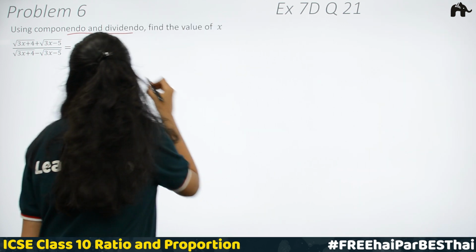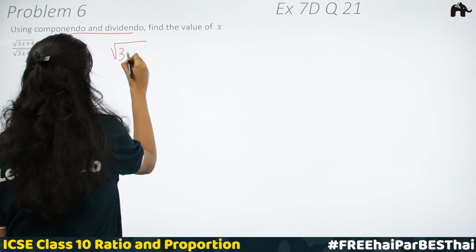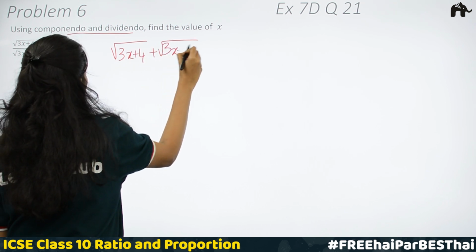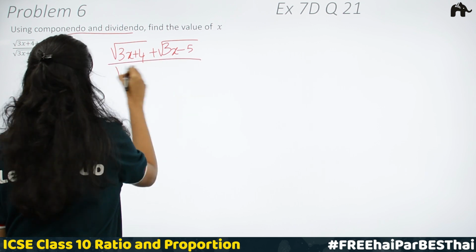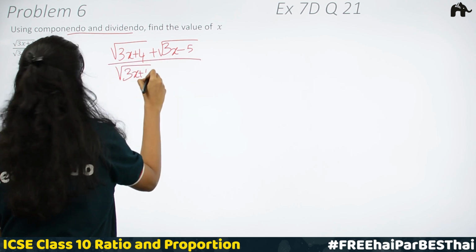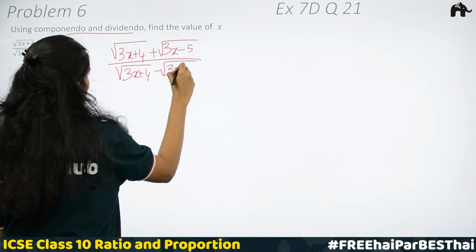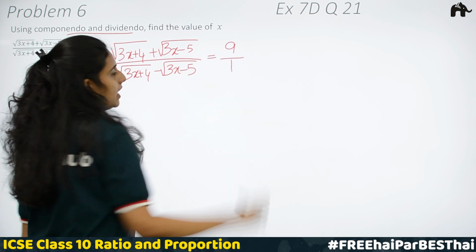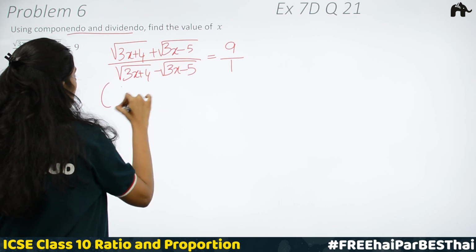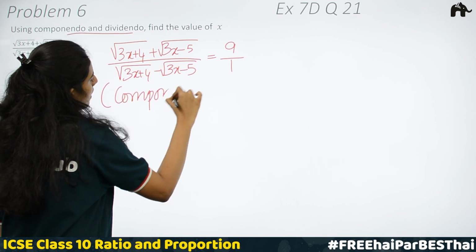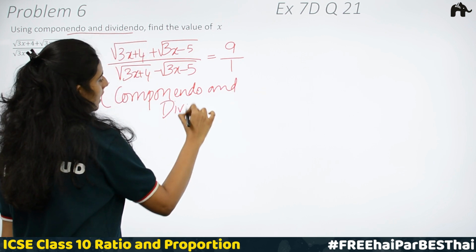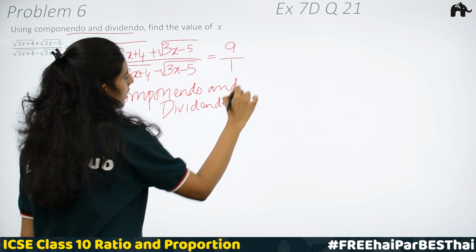Okay, given (root of 3x plus 4 plus root of 3x minus 5) divided by (root of 3x plus 4 minus root of 3x minus 5) is equal to 9. Can be written as 9 by 1. Now applying the componendo and dividendo property, what do you get?